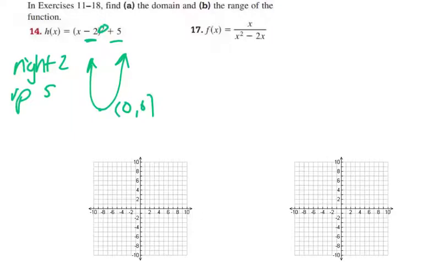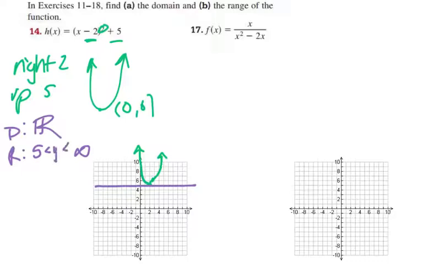So right 2 and up 5 leaves us here, and then it kind of goes like that. Up 1, over, there we go. So that's where it is, and so if I want to find the domain, it's going to be all real numbers, as it is for any quadratic, and then the range is going to be stopping at 5, looks like that's the lowest number it will be, and then going up to infinity. So we're talking about all the y's between that. There we go.